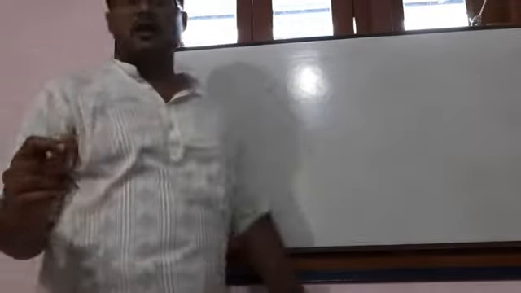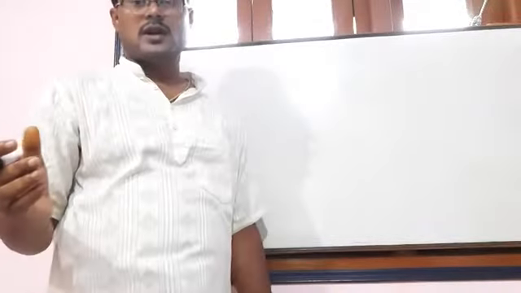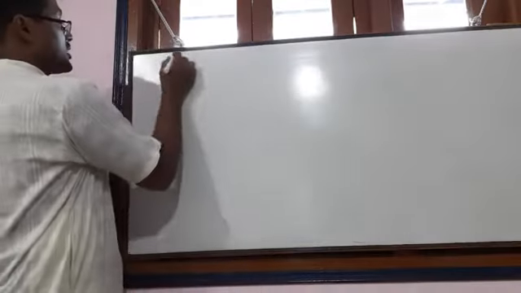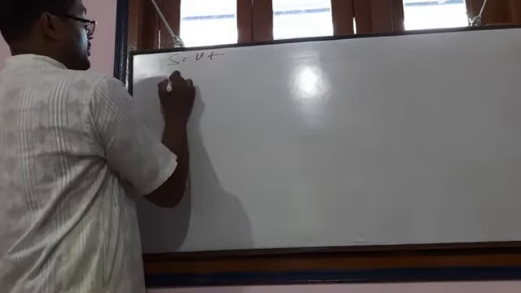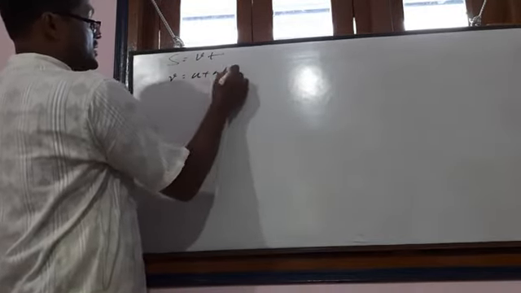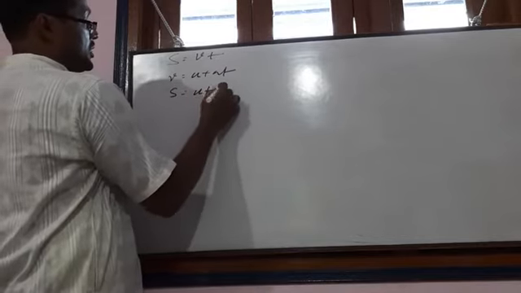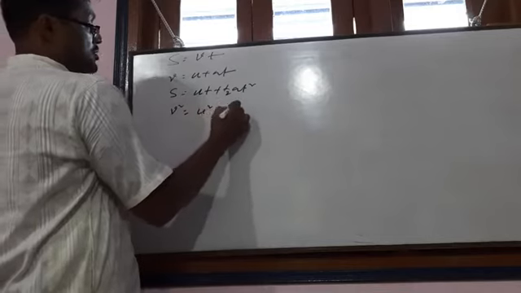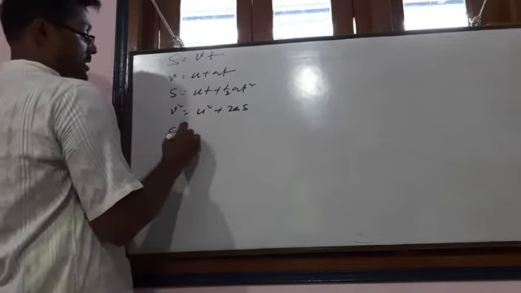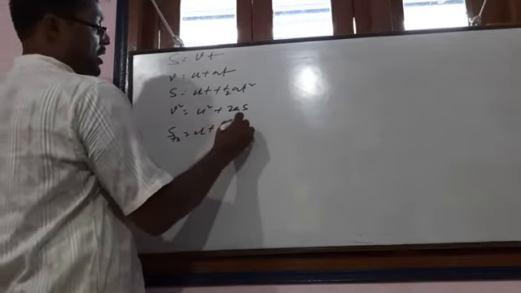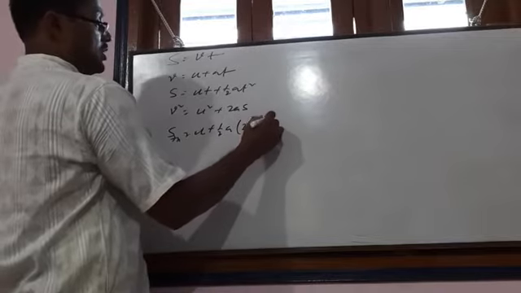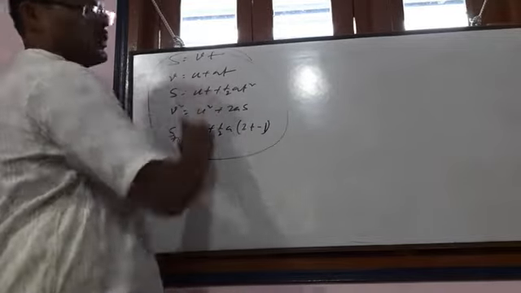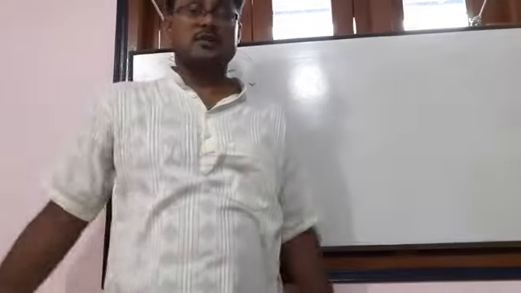So we have the kinematical equations in the case of linear motion. What are the equations? S = vt, v = u + at, s = ut + half at square, v square = u square + 2as, and s_nth = u + half a into (2n - 1). All these equations are related with linear motion.